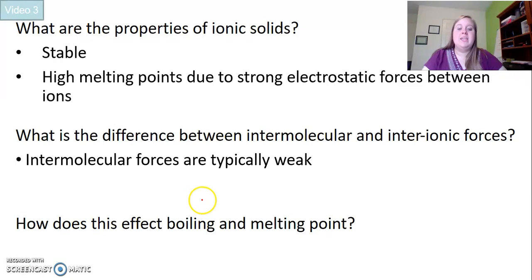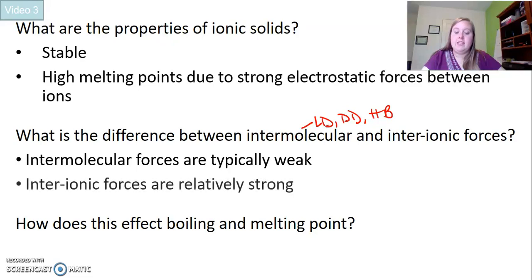The difference between intermolecular forces and interionic forces is that intermolecular forces are typically weak. These intermolecular forces would be your London dispersion, your dipole-dipole, and your hydrogen bonding. Relatively weak. Typically, they are much weaker than the interionic ones, and the interionic forces are going to be relatively strong. And this just goes back to explaining why ionic solids have such high melting points.